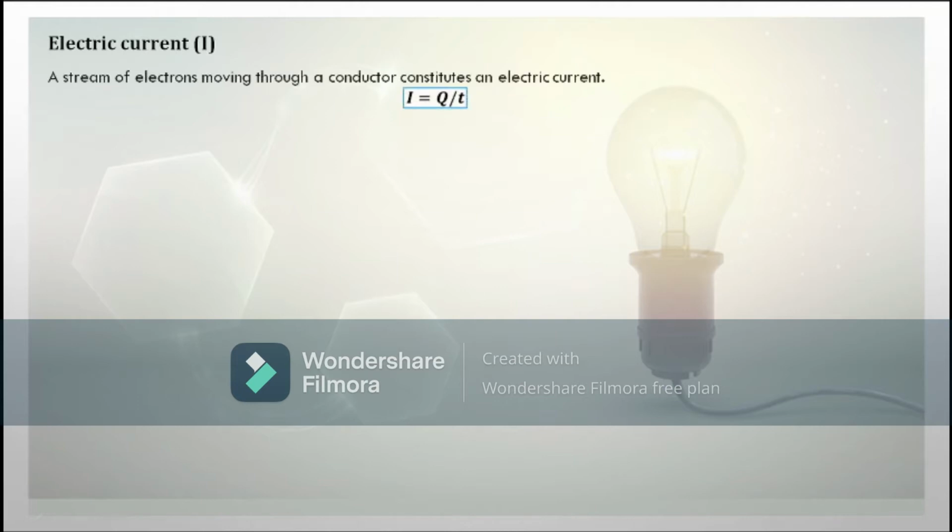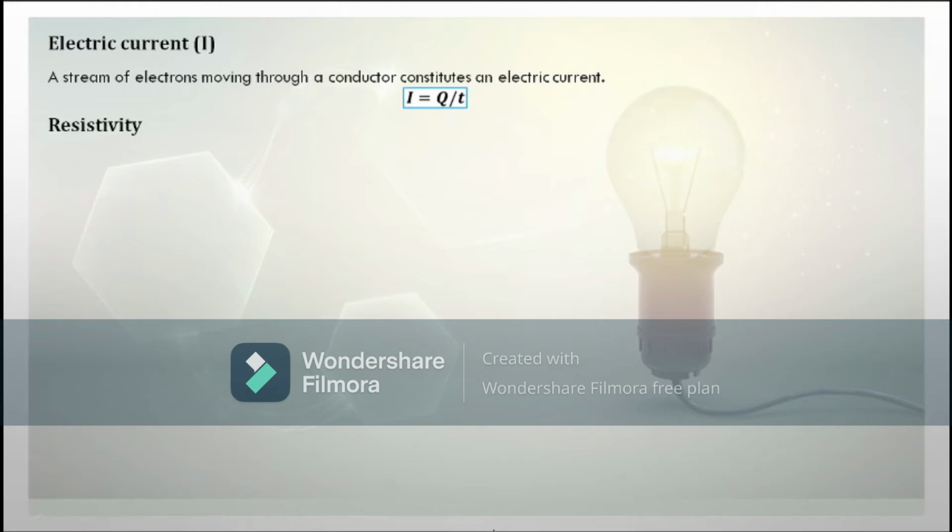Electric current is denoted by the capital letter I. A stream of electrons moving through a conductor constitutes an electric current. You can mention it the other way also: the flow of electrons through a conductor constitutes an electric current. You can represent it in the form of an equation: I is equal to Q by T. Here I is the electric current, Q is the charge, and T is the time. That means flow of charge in unit time, represented as I is equal to Q by T.